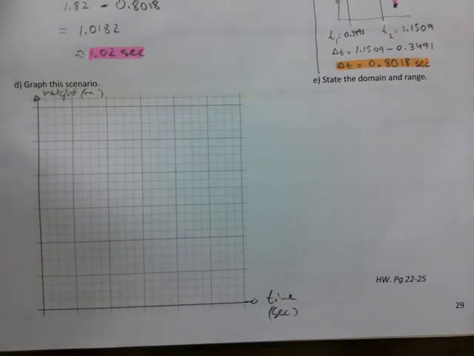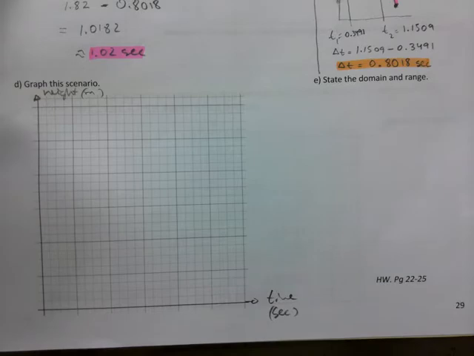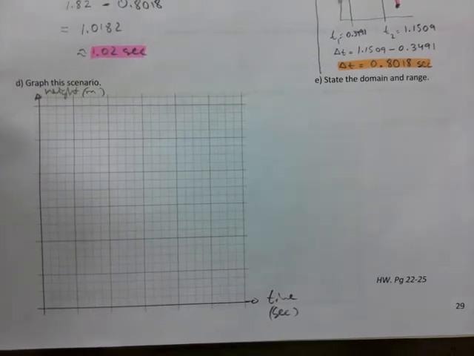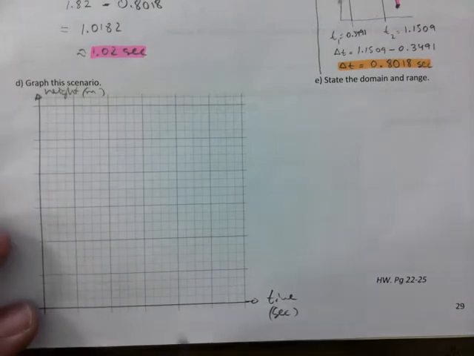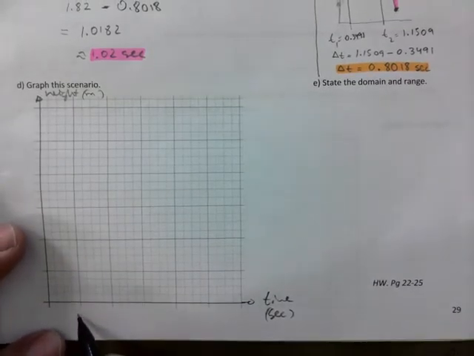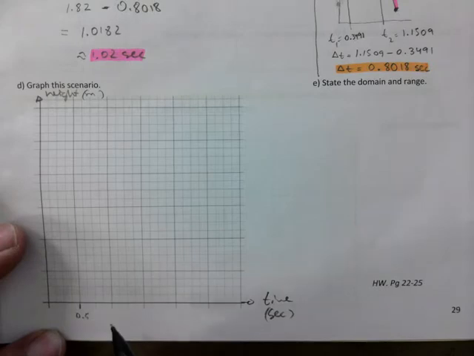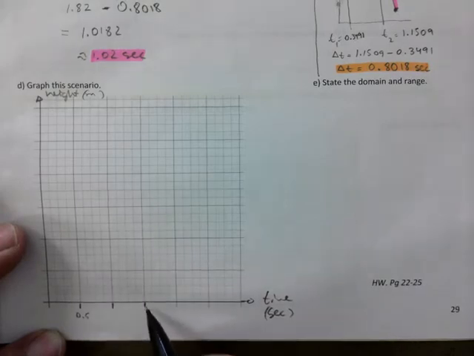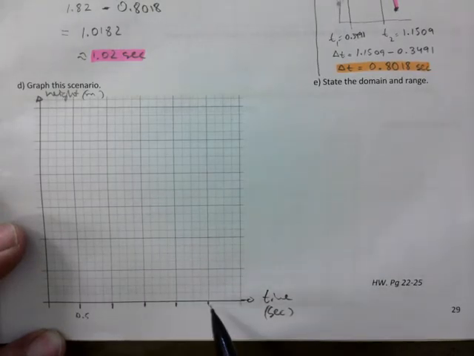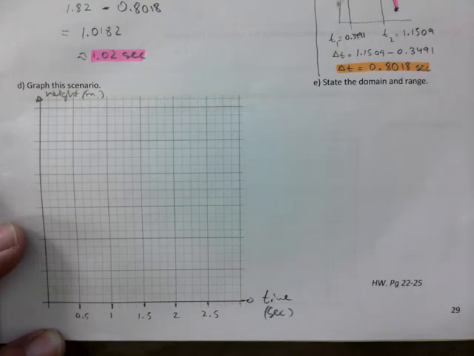And you need an appropriate scale. Along the x-axis, it takes me to like 1.82, so I have lots of room. So let's go 0.5 here, 1, 1.5, 2, 2.5. That's plenty, right? So I'll leave it there.